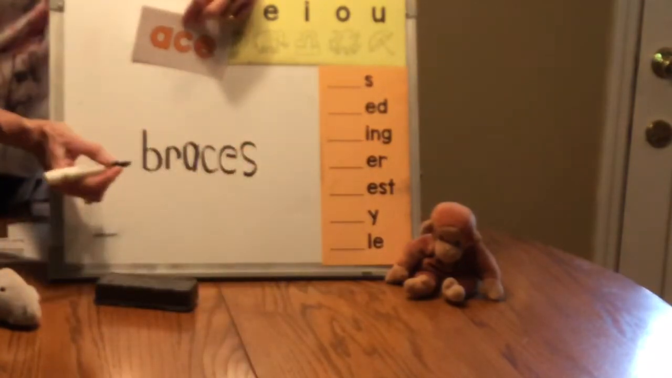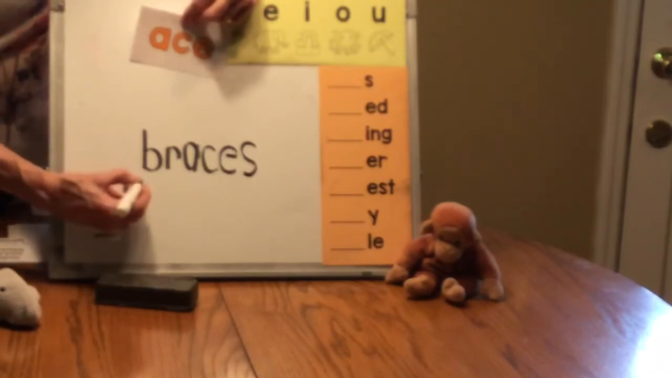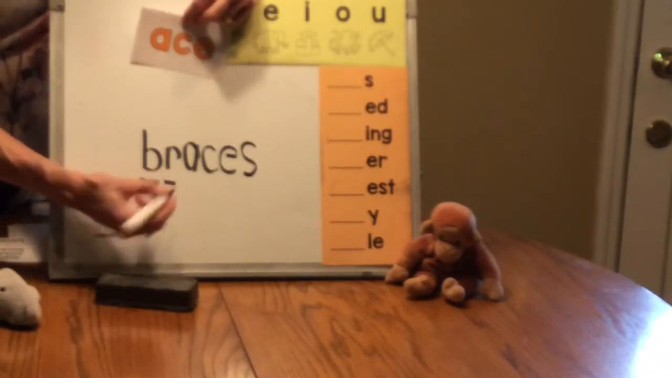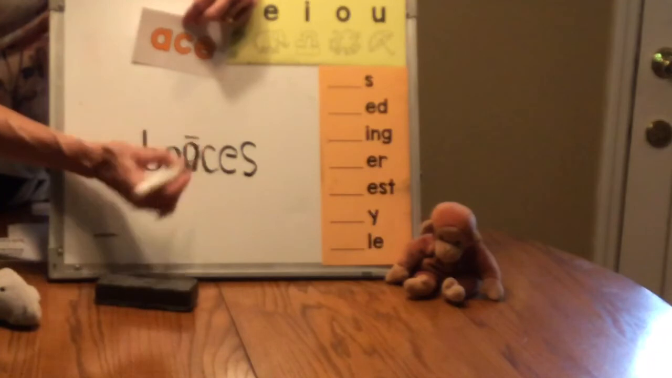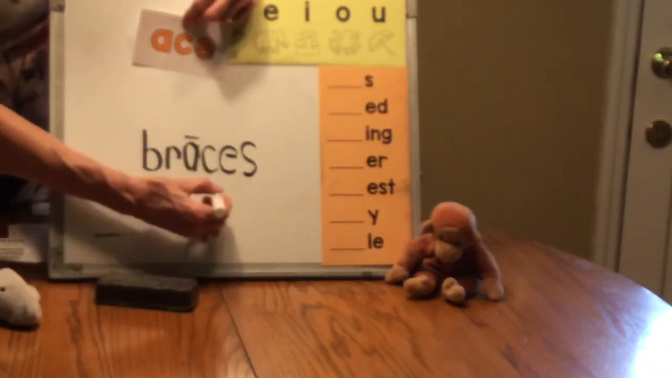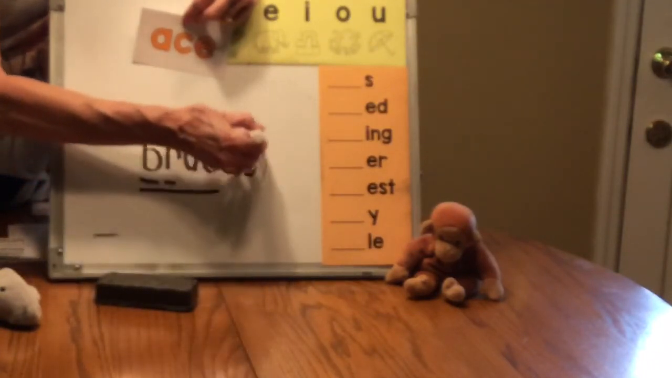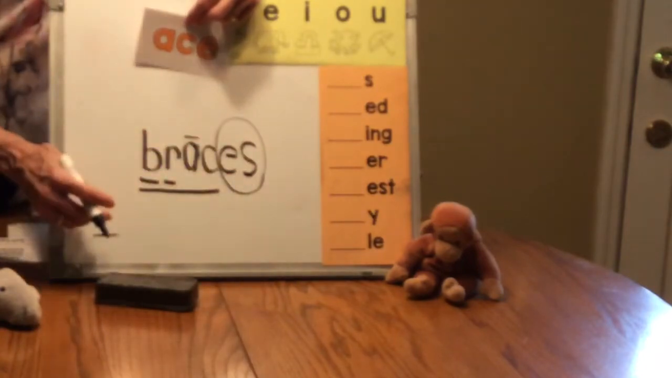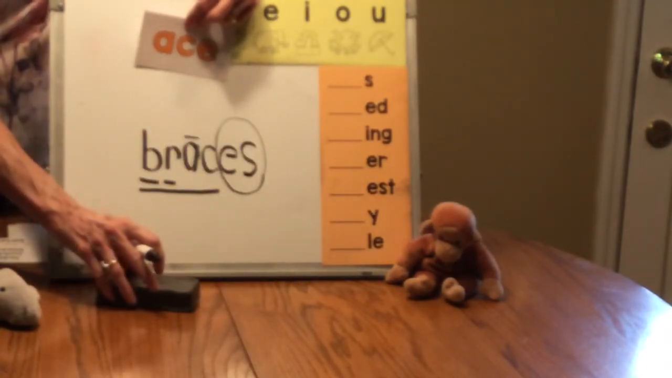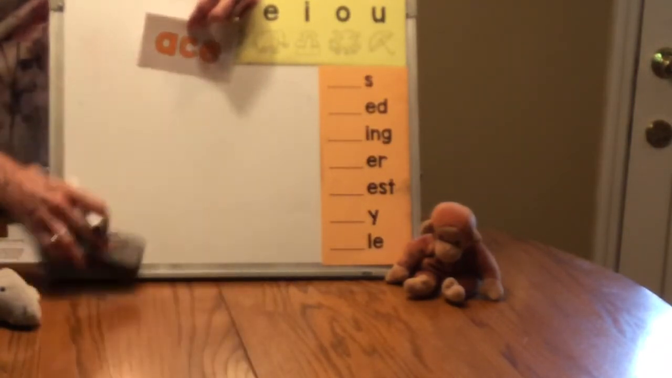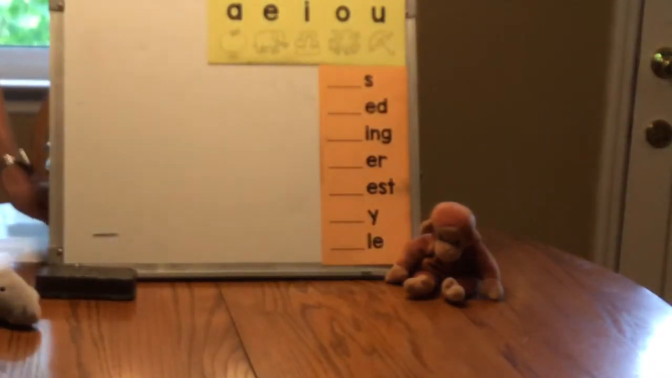E-S. Suffix. Braces. Consonant blend. B-R. Long vowel. Brace is your base word. And then your E-S is your suffix. Good job on that. All right, now I said we were going to get some new sounds.